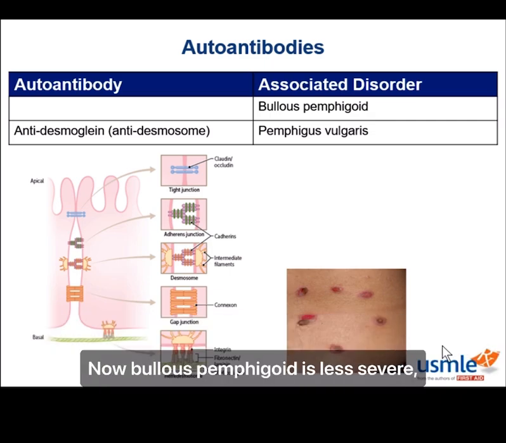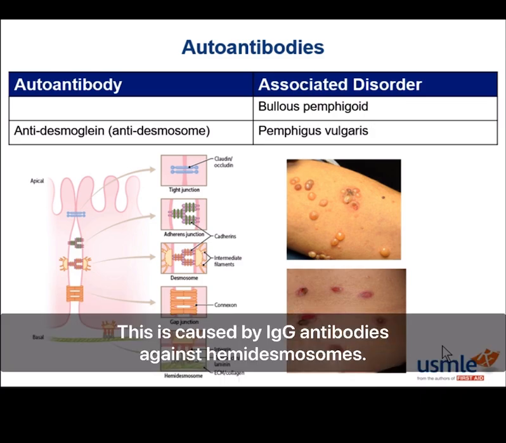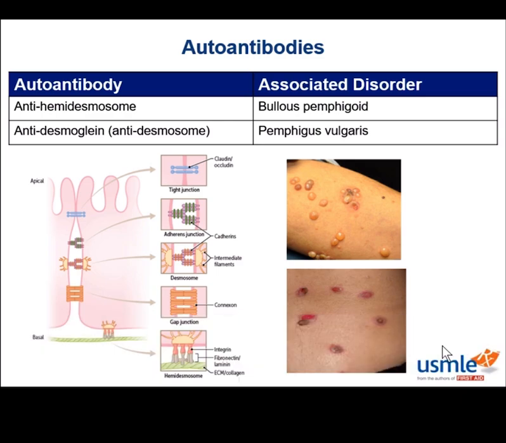Now, bullous pemphigoid is less severe, and it's typically seen in older adults with these tense blisters. This is caused by IgG antibodies against hemidesmosomes.